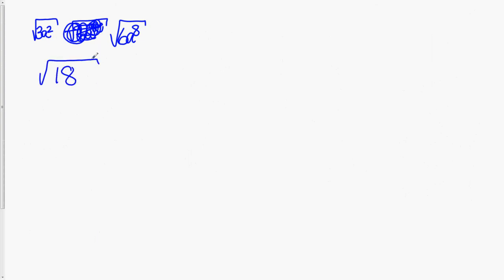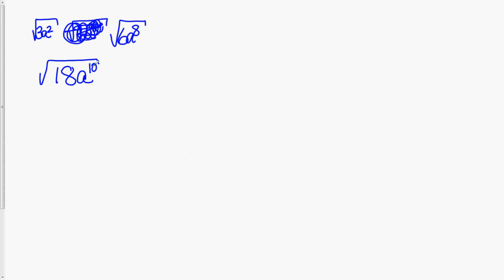Here was one that I found on the homework. Let's try it. Square root of 3a squared times the square root of 6a to the 8th. All right, so let's do that multiplying. 3 times 6 is going to be 18, and then a squared times a to the 8th. You add your exponents on multiplying. So I end up with 18a to the 10th.